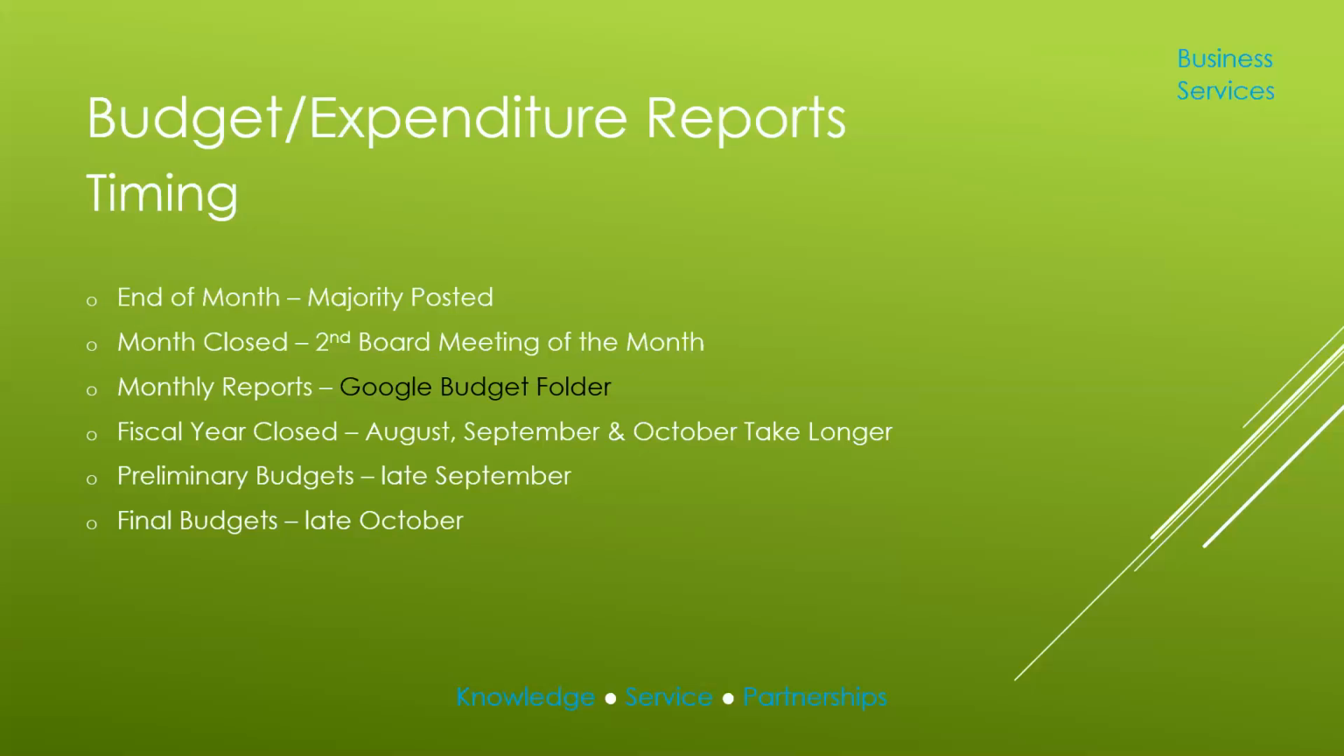Now, your preliminary budgets for the school year will be available in late September. Typically, the amount for your budget is going to be close to what you had in the prior year. Final budgets aren't available until late October. These are based on October 1 enrollment, and we also need to have the fiscal year closed for the carryover amount and the fines and fees revenues that get added to your budget.